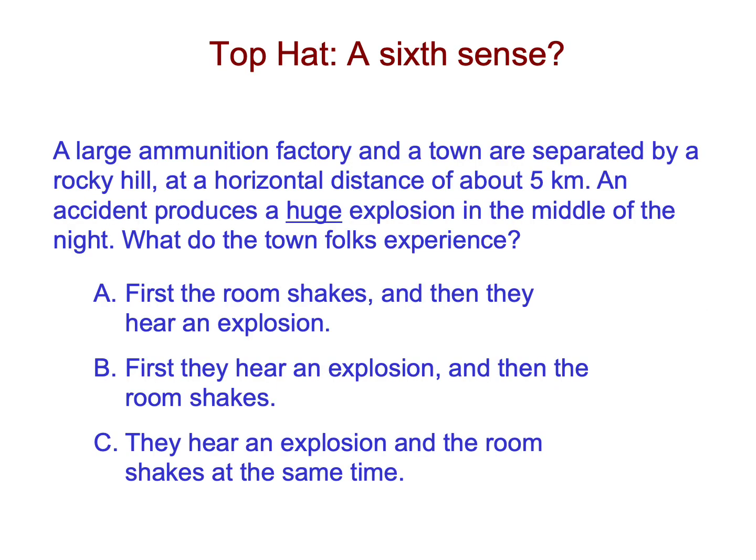This is another top hat problem, a cool one that we didn't have a chance to do in class. A large munitions factory and a town are separated by a rocky hill at a horizontal distance of about 5 kilometers. An accident produces a huge explosion in the middle of the night. What do the town folks experience? Either A, first the room shakes, then they hear the explosion. B, they hear the explosion first, and then the room shakes. Or C, they hear an explosion and the room shakes at the same time. Take a moment to think about this problem. If you need more time, feel free to pause here, but I'm going to go on right now.